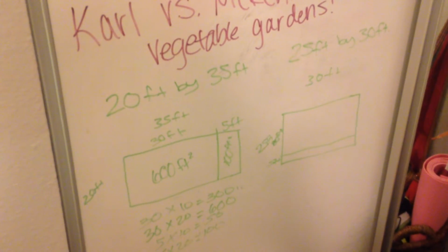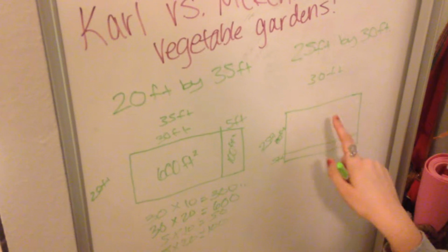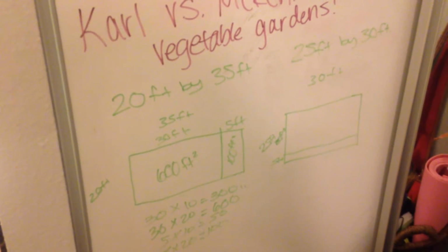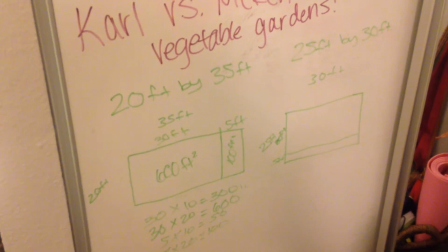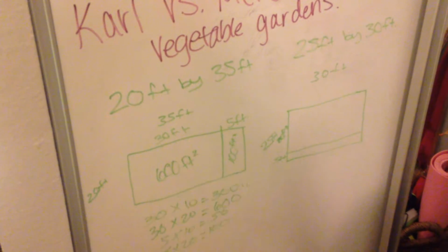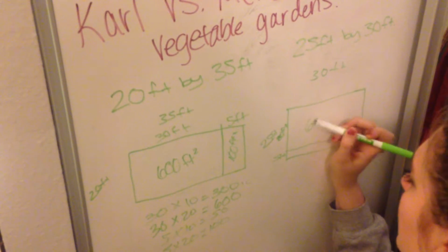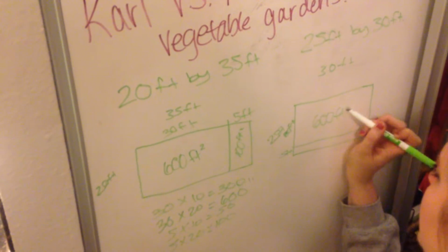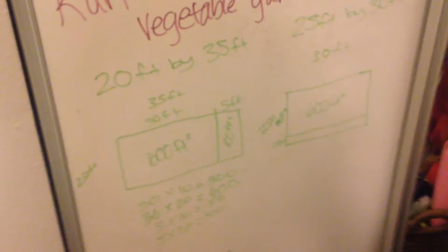So we already know that 30 times 20 is 600 feet squared, as we already did from over here. So we can do 600 feet squared. We already know our big rectangle.